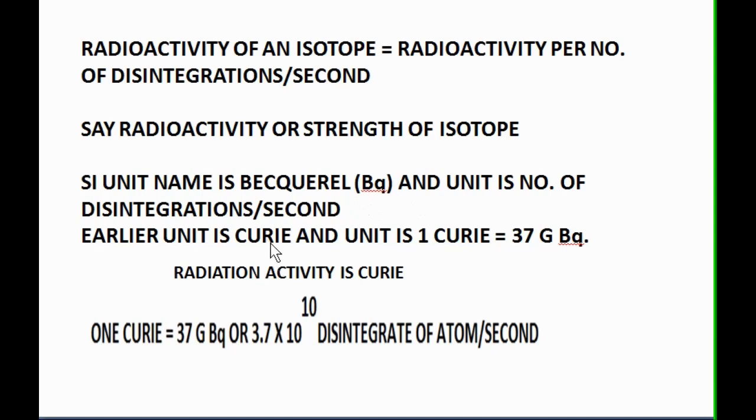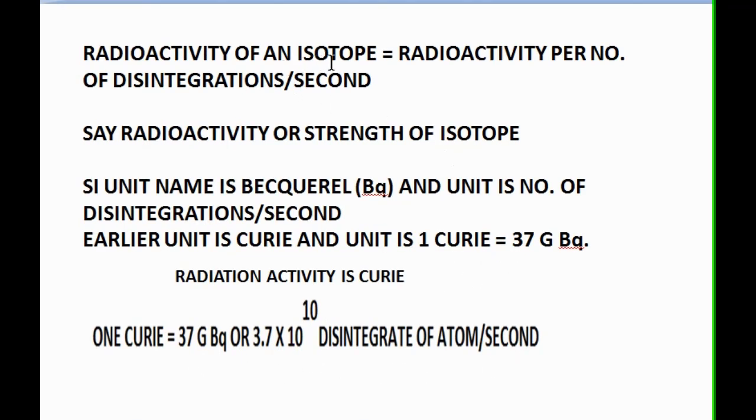The older unit is the Curie. 1 Curie is equal to 37 gigabecquerel, or 3.7 into 10 to the power of 10 disintegrations of atoms per second. So here also, the radioactivity of an isotope is the number of disintegrations of atoms per second.